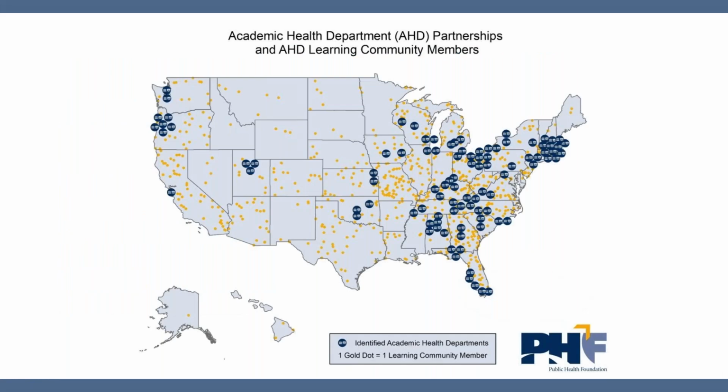This picture shows you the distribution of our members across the U.S., as well as the location of the academic health department partnerships we're aware of. There are obviously many more than shown here, but the ones that are indicated are those agencies that have been active with us and have really interacted with us in one of a number of different ways.